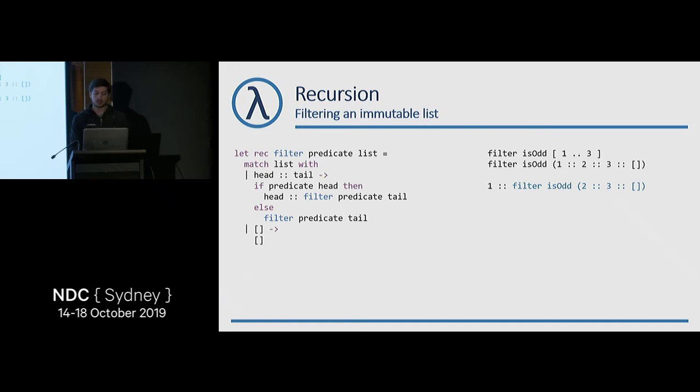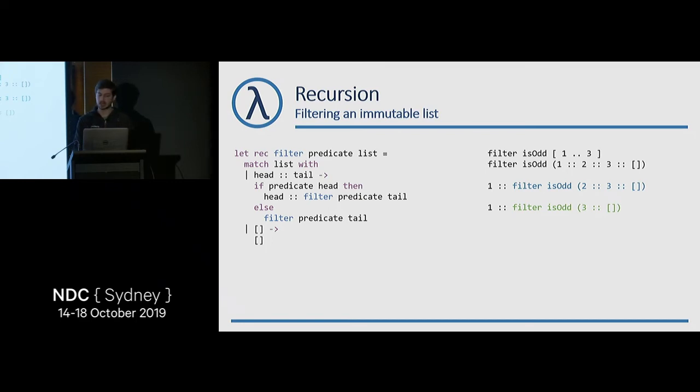So the first call is going to result in 1, and we're going to keep it because it's an odd number. And we're going to add it to the front of the list that's returned by calling filter again. So that's that double colon cons operator. You can see we're passing the tail into that recursive call, so the tail being 2 cons 3 cons empty list. So the next step is going to drop 2 because it's not an odd number.